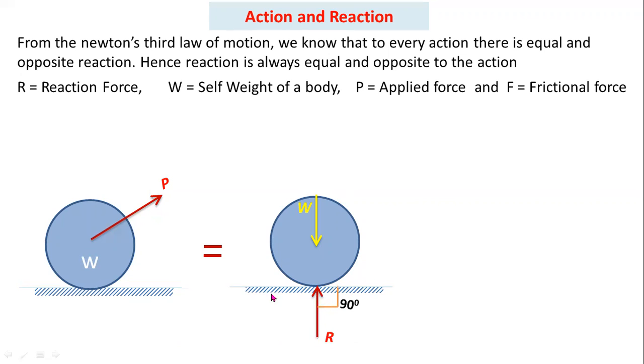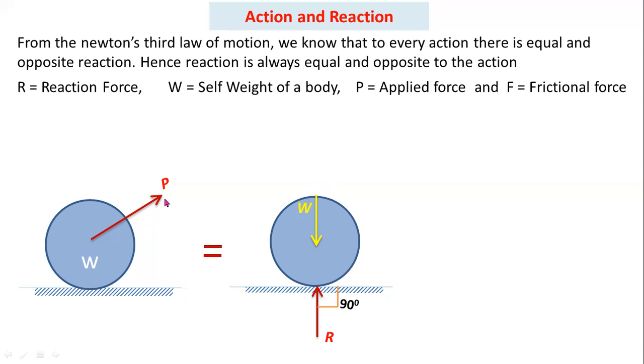Here this is the horizontal surface or support. You have to draw a perpendicular line. So the reaction force always makes an angle of 90 degrees with respect to the support. It is very important. So this is the reaction. W is the action, capital R is the reaction.